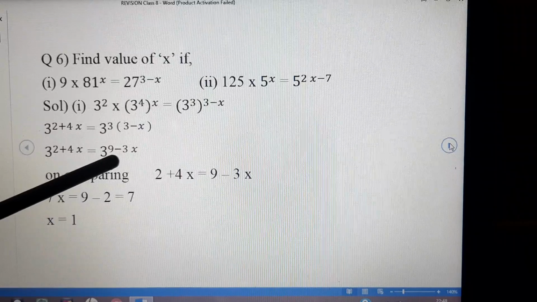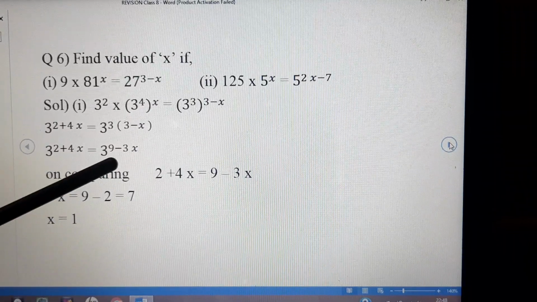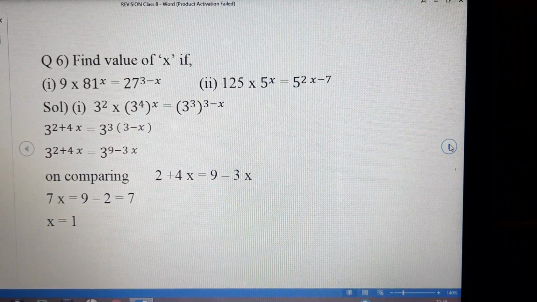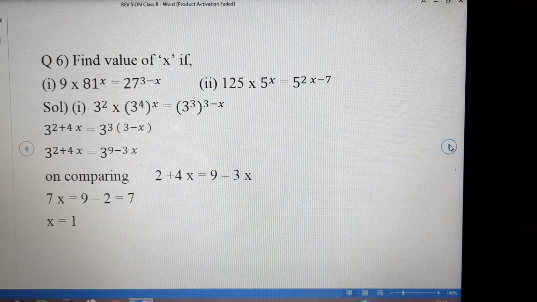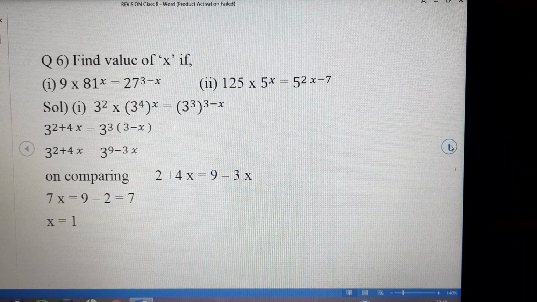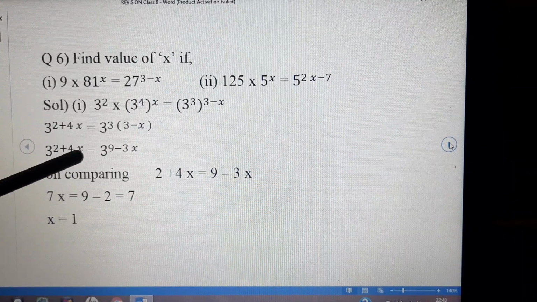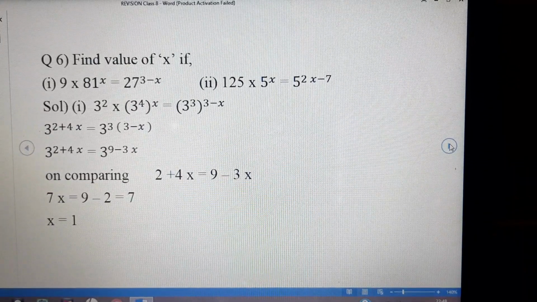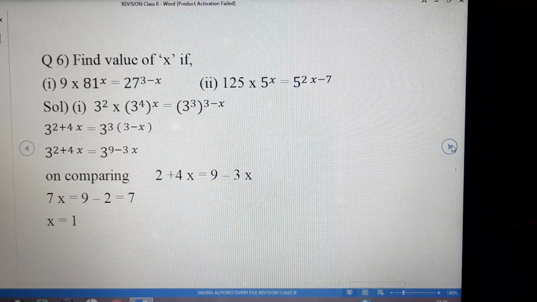Now base is same, they are equal and base is same. So if we compare, base can be removed, do not cancel them. Okay, just write, on comparing, base can be removed and 2 plus 4x will be equal to 9 minus 3x. And we can calculate value of x from here.